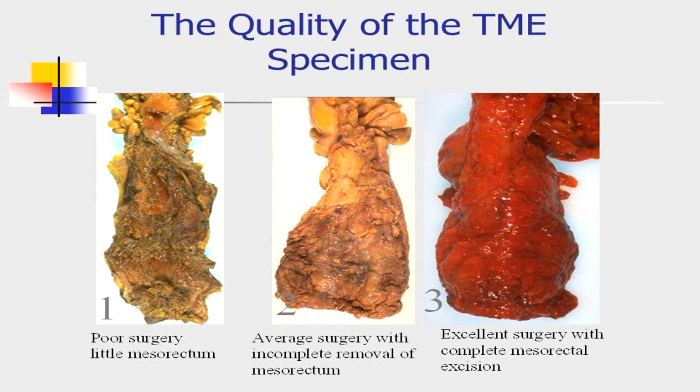These are the different specimens, they might show you. This is one specimen of poor surgery which shows very little mesorectum, absolutely bad shape of the specimen they have taken out. Average surgery, incomplete removal, and excellent surgery. We can see a wide base, there is no coning here, it is a good specimen.